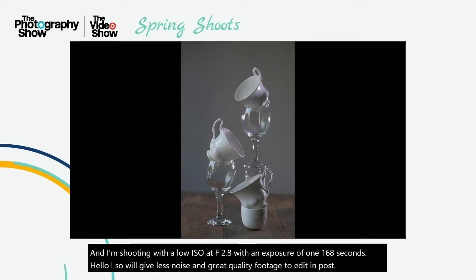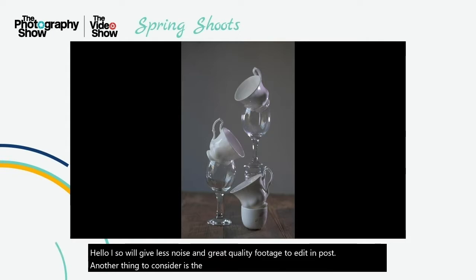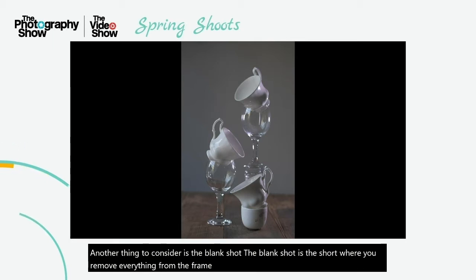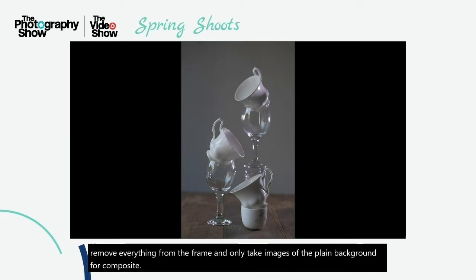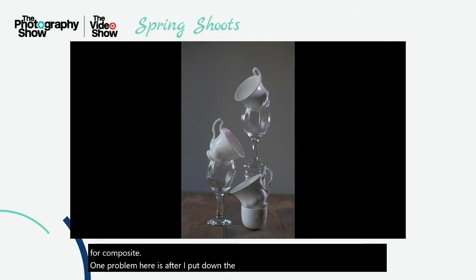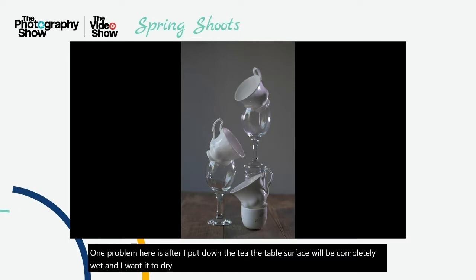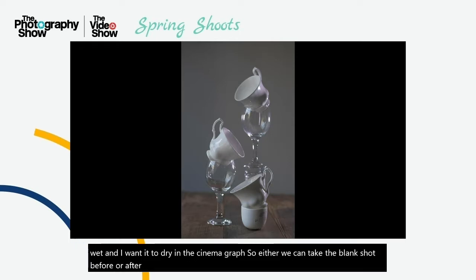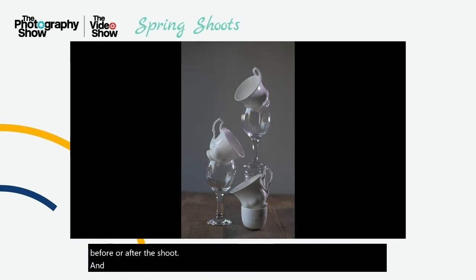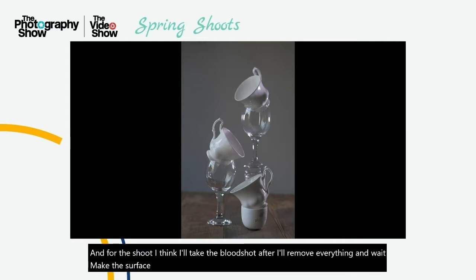Another thing to consider is the blank shot. A blank shot is the shot where you remove everything from the frame and only take images of the plain background for the composite. One problem here is, after I pour down the tea, the table surface will be completely wet, and I want it to look dry in the cinemagraph. So either we can take the blank shot before or after the shoot. And for this shoot, I think I'll take the blank shot after. I'll remove everything and wait and make the surface dry, and then I'll take the blank shot.